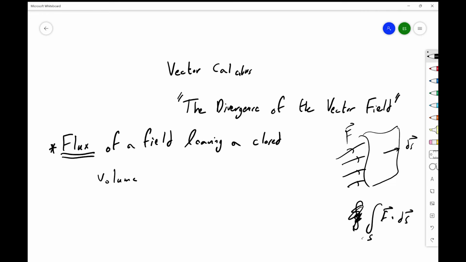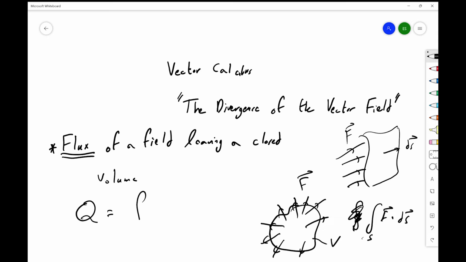The flux of a field leaving a closed volume: if I have a closed volume of space, say this is V, and a field F in space, I want to find out how much of that field, let's say it represents the velocity of a liquid, is leaving that volume. Is this volume a source or sink of liquid? Then the flux of a field leaving a closed volume is defined as just the surface integral of A dot dS, but now it's a closed surface at the border of the volume.